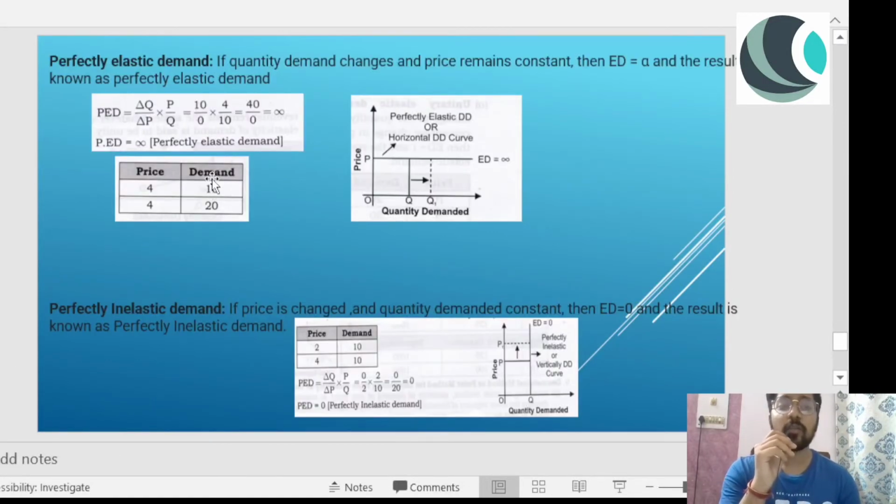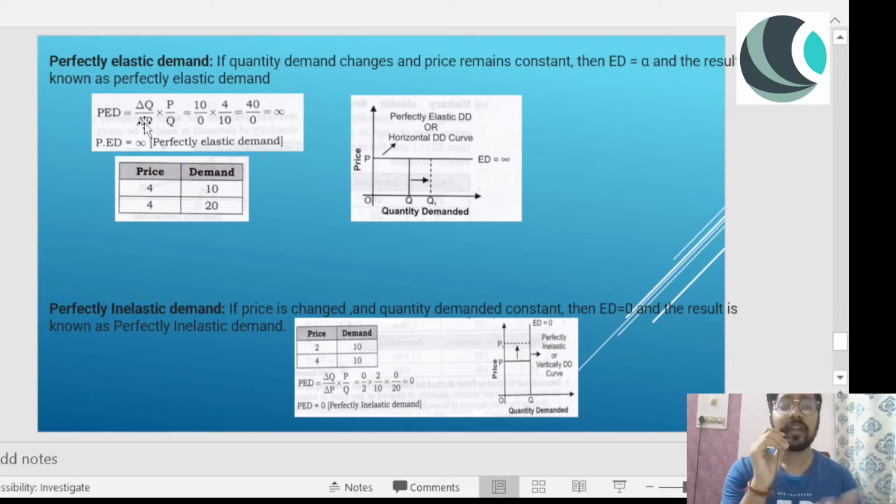Now we're talking about perfectly elastic demand and perfectly inelastic demand. These are the things we are left with. So if quantity demanded changes and price remains constant, then elasticity of demand is infinite, and the result is known as perfectly elastic demand. This will be the figure. Sometimes these days examiners are pretty smart. They won't ask you the statement, they won't give you the formula, they will give you this graph and you have to identify which one it is. So perfectly elastic demand is basically this, infinite.